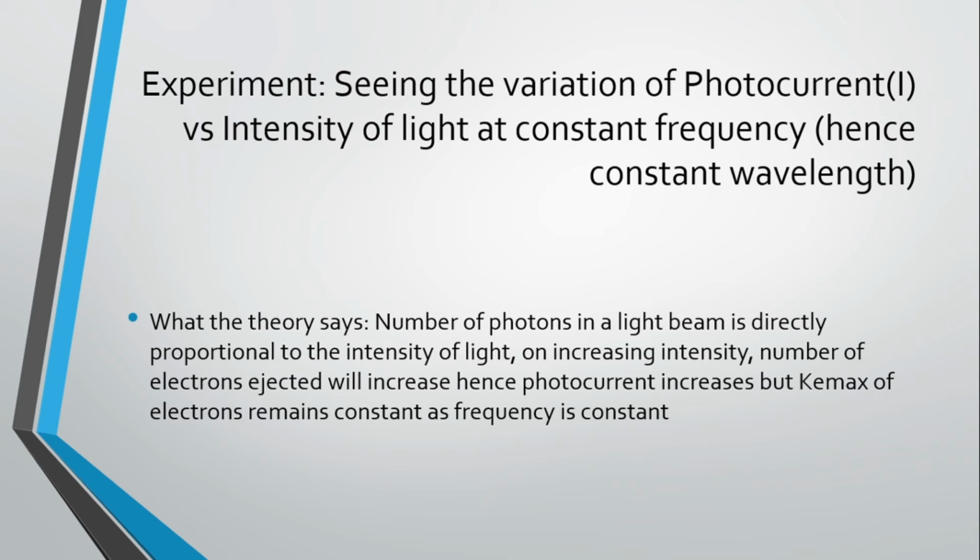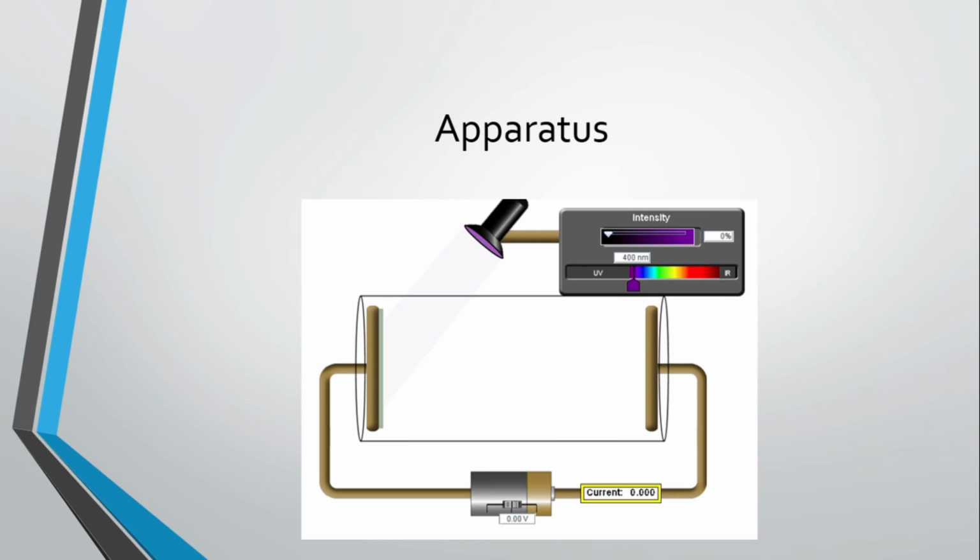So here is our first experiment, seeing the variation of photocurrent versus intensity of light at constant frequency, hence constant wavelength. What the theory says: the number of photons in a light beam is directly proportional to intensity of light. On increasing intensity, the number of electrons ejected will increase, hence photocurrent increases, but KE max of electrons remains constant as frequency is constant. Here is the apparatus. We will see it more in detail in the demonstration.